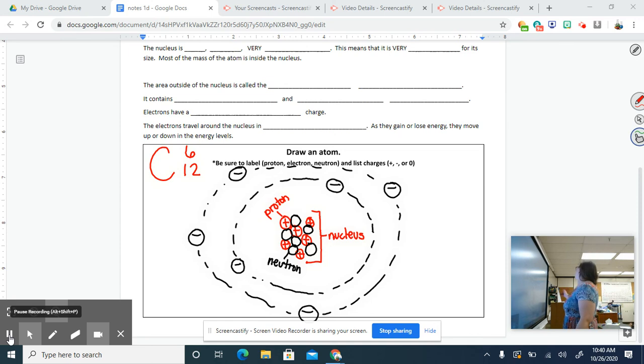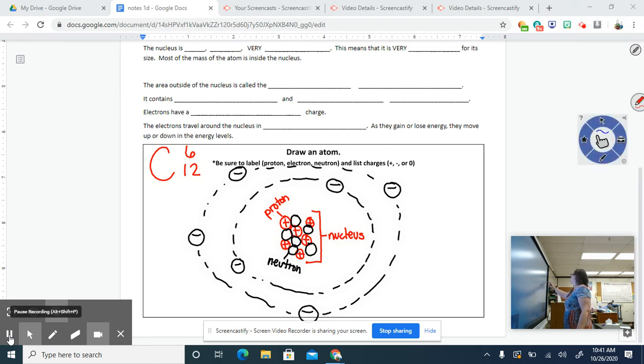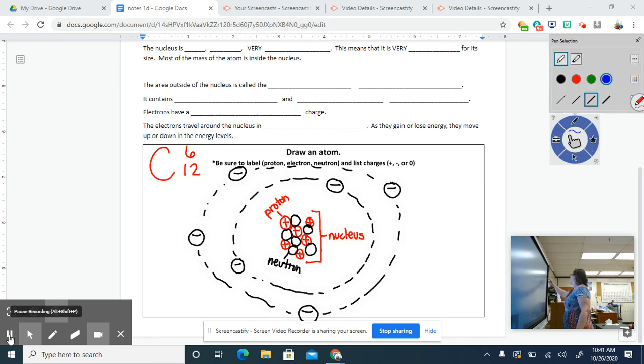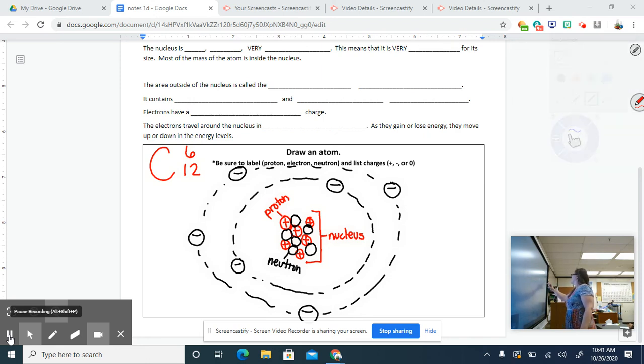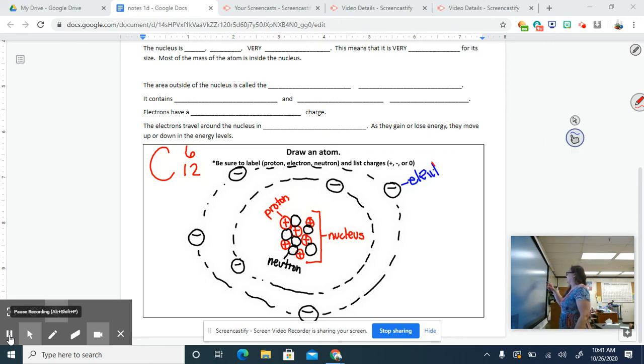And then I'm going to try one more time with changing the color. Well, maybe if I do this. Yep, okay. And that's an electron. That's not worth it. Ain't technology great when it works?